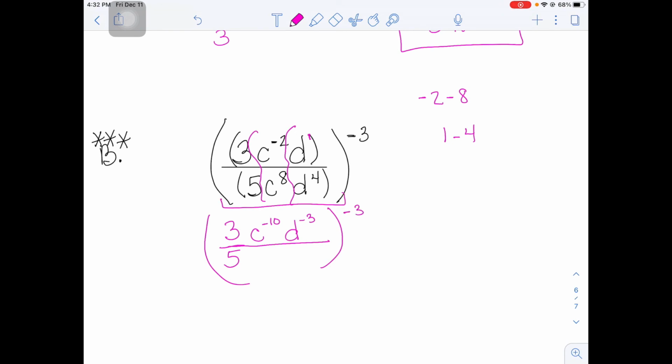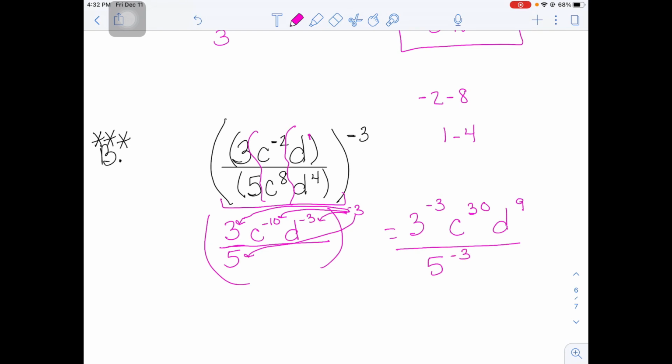Now, this gets applied to every piece, not just the numerator, but also the denominator. So this gets applied here, here, and here, as well as here. Okay, remember this is a negative. So this is a 3 to the negative 3. C, a negative 10 times a negative 3 is 30. D, a negative 3 and a negative 3 is a positive 9. And then 5 to the negative 3.